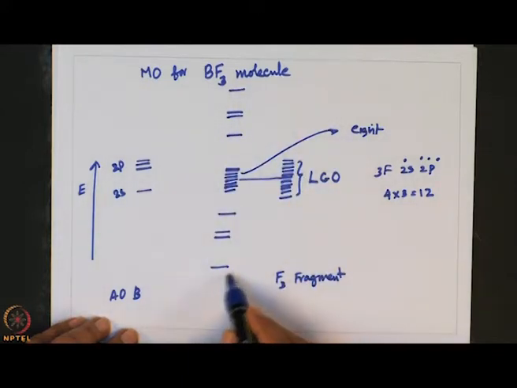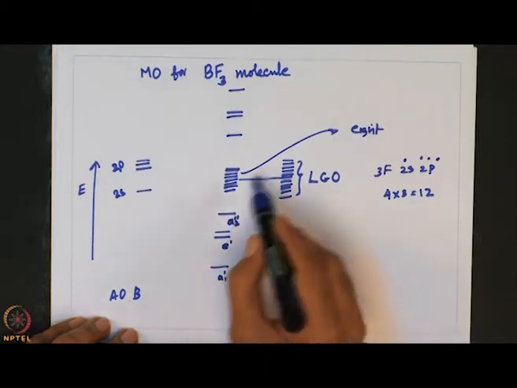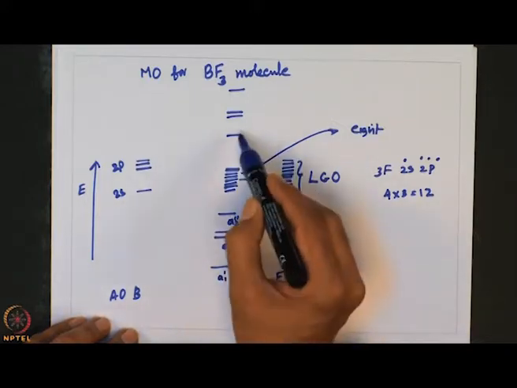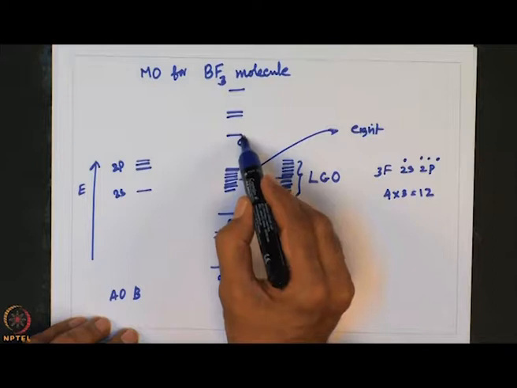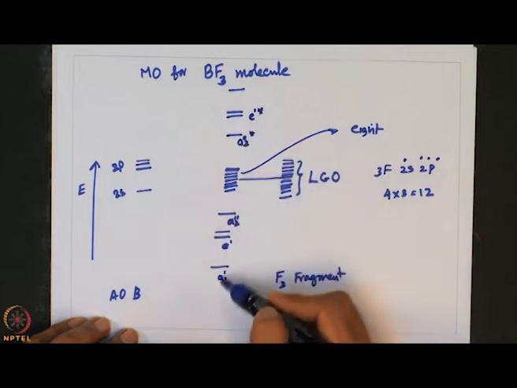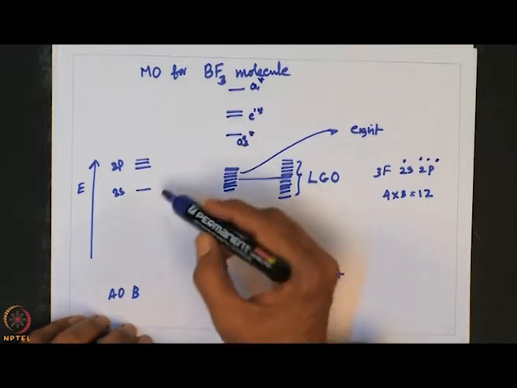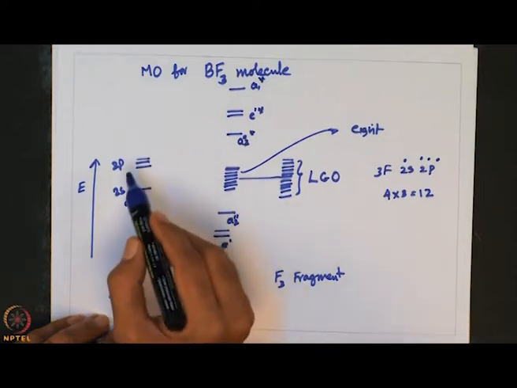Okay. So, this is A1 prime, and this is E prime, and this is A2 double prime, and this is non-bonding, and then A2 double prime star, and similarly E prime star, and then A1 star. Okay. So, now this one is A1, and we are 2px.